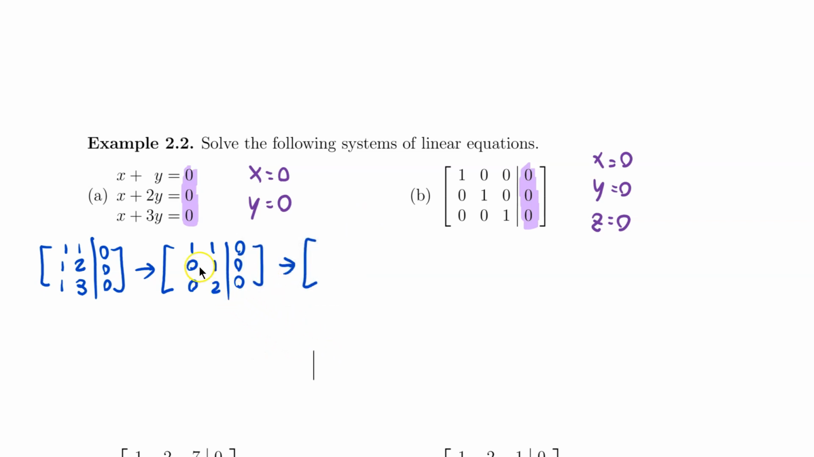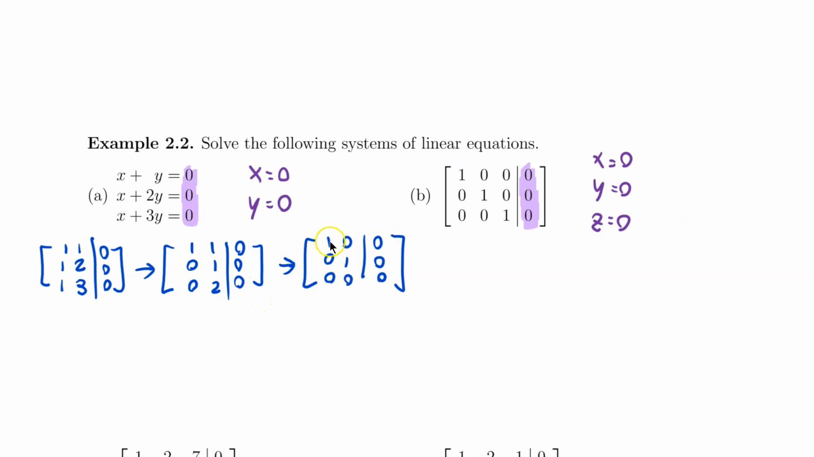Now then, I can subtract the second row from the top row. So I'm going to have 1, 0, and then 0, and then the second row stays the same. And I'm also going to subtract 2 times the second row from the third row. So I'm going to have all 0 here. So this is my reduced row echelon form.